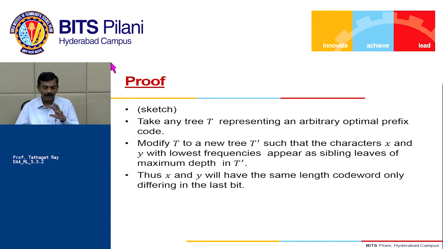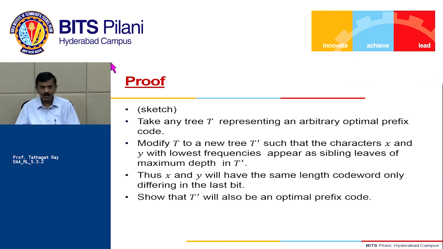So if we do that, then X and Y will have the same length code word, only differing in the last bit. Okay. Finally, we will show that this new tree T prime will also be an optimal prefix code. So we can construct it. We showed the existence of an optimal prefix code T prime where X and Y have the same length code word differing in the last bit.